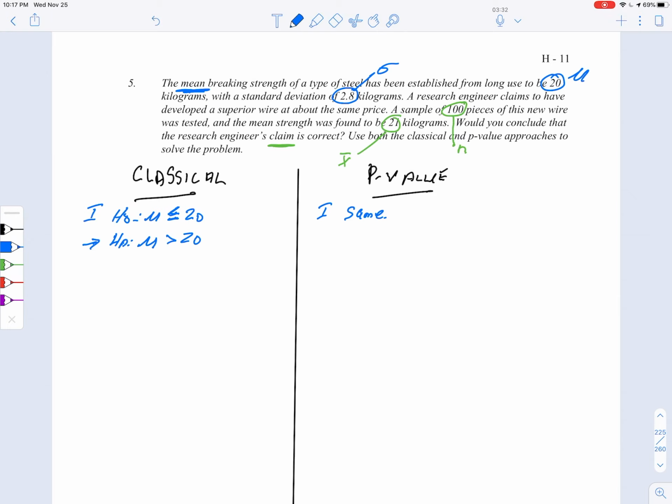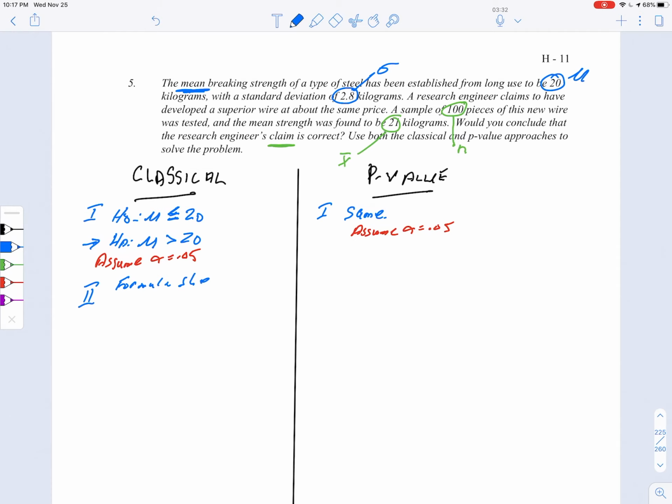And the p-value is exactly the same. So step number one is the same. H0, mu is less than or equal to 20. HA, mu is greater than or equal to 20. We're going to assume an alpha here of 5% because it isn't specified here. So same thing here. Assume an alpha of 0.05.